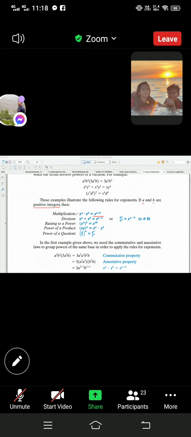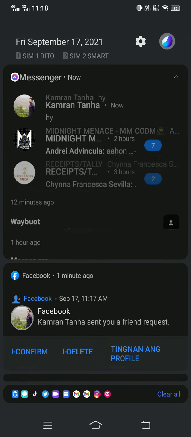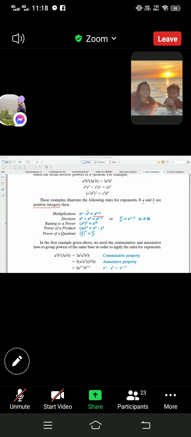The rule in multiplication is when you multiply like this one, you have to add the exponent. That's the rule for multiplication. You have to add the exponent. If they have the same base, you have to add their exponents in multiplication. So that would be x to the power of a plus b.